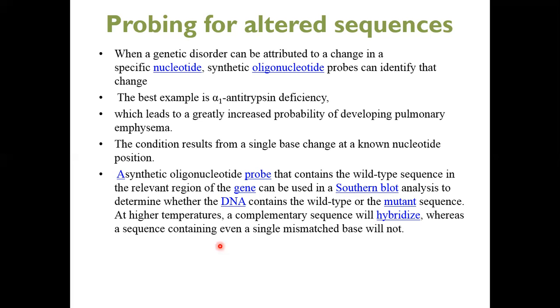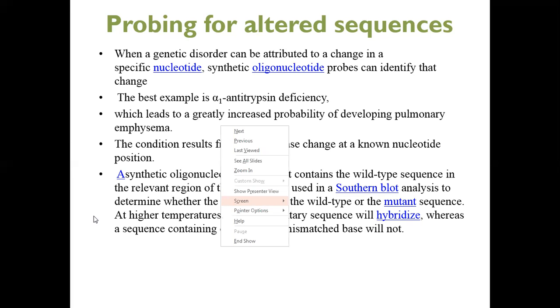The condition results from a single base change at a single nucleotide position. A synthetic oligonucleotide probe that contains the wild type sequence in the relevant region of the gene can be used in a Southern blot analysis to determine whether the DNA contains the wild type or the mutant sequence. At a higher temperature, a complementary sequence will hybridize, whereas a sequence containing even a single mismatched base will not match. For this purpose, I have the diagram.